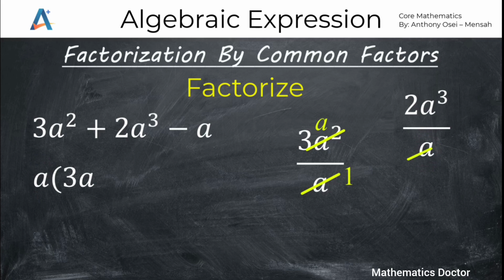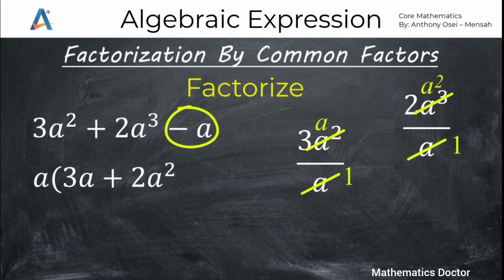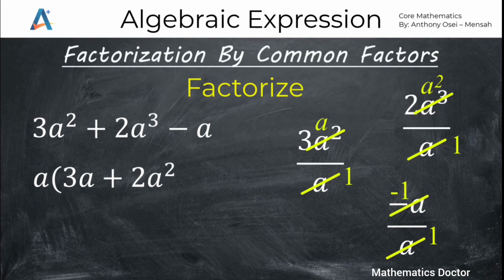So a into itself is 1. A into a cubed will give us a squared. So the answer will now be 2a squared. So then we replace it with a positive 2a squared. We take the final number, which is minus a. Minus a. Then we divide it with the common factor, which is a. Now a here 1, a into minus a will be minus 1. So we have finally the answer becoming minus 1.